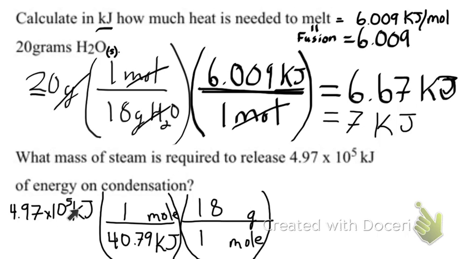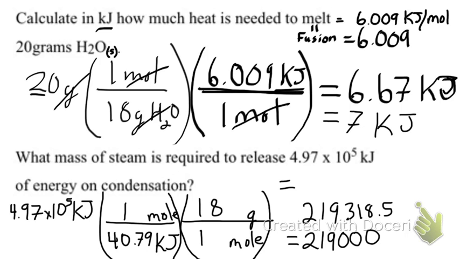Whatever you started with here, you end with here. I would recommend always doing units first. Kilojoules to kilojoules, moles to moles, and then ending at grams. Worry about the numbers after you've taken care of the units. Then we get this number. But we can only have 3 significant figures, so I'm just going to keep the first 3 significant figures. So we have 219,000. If you write that in scientific notation, it's 2.19 times 10 to the 5th grams. Final answer.